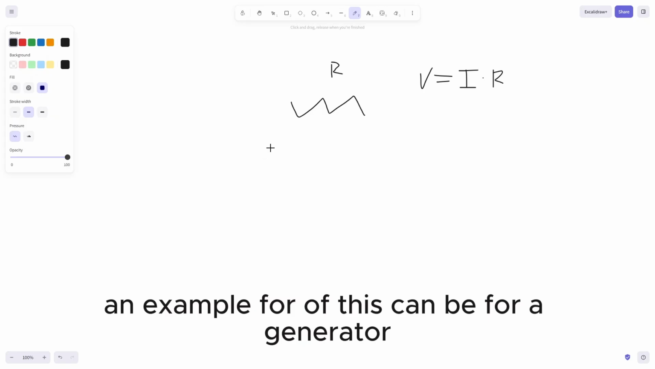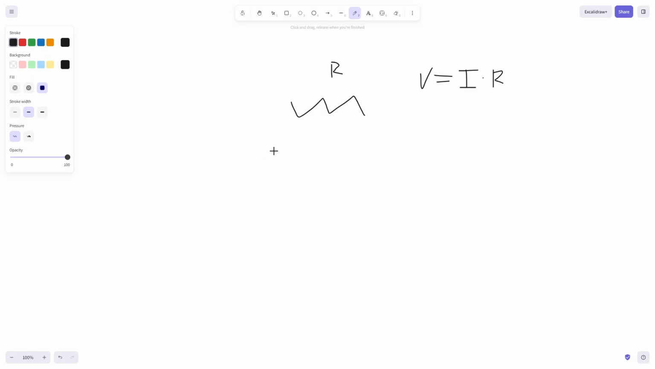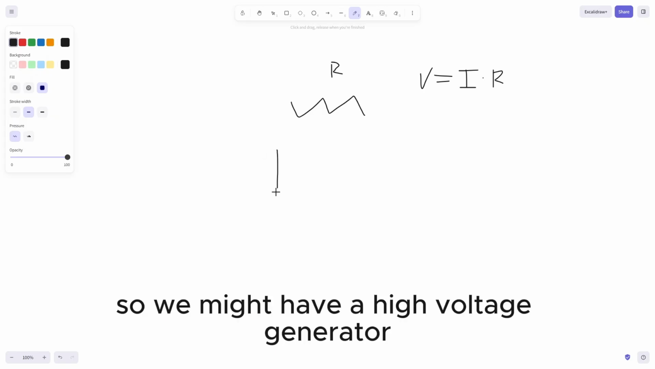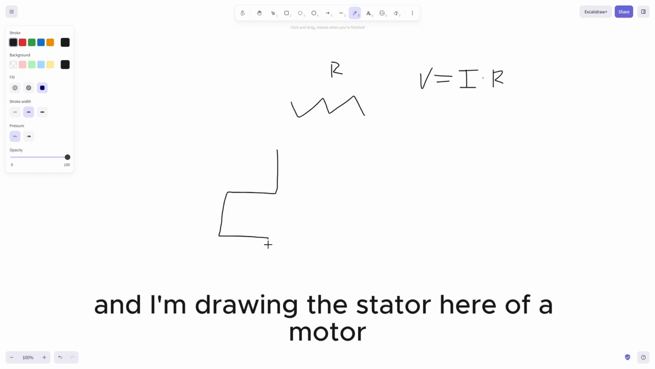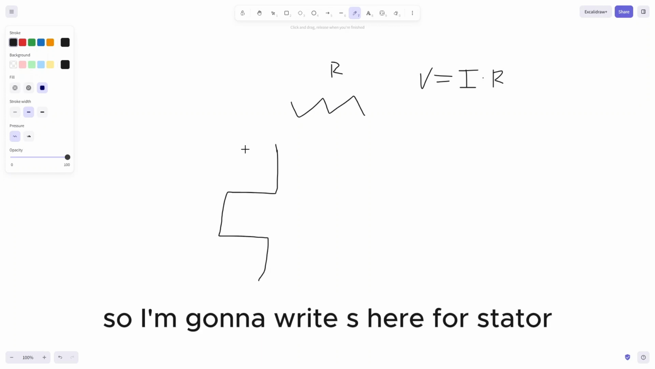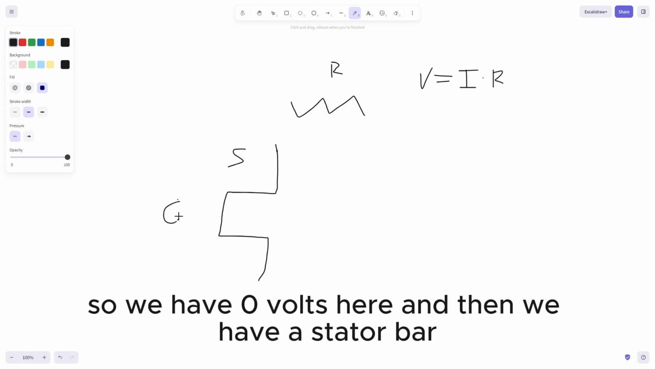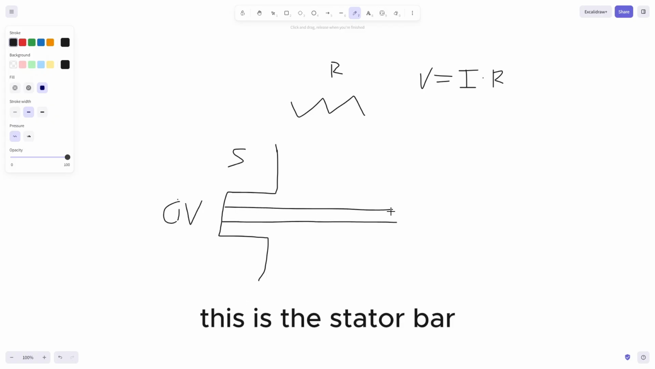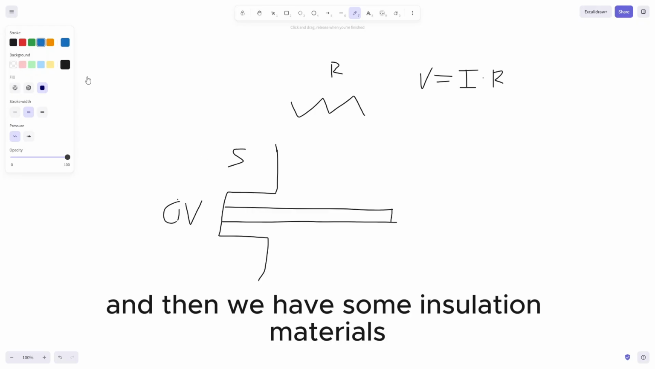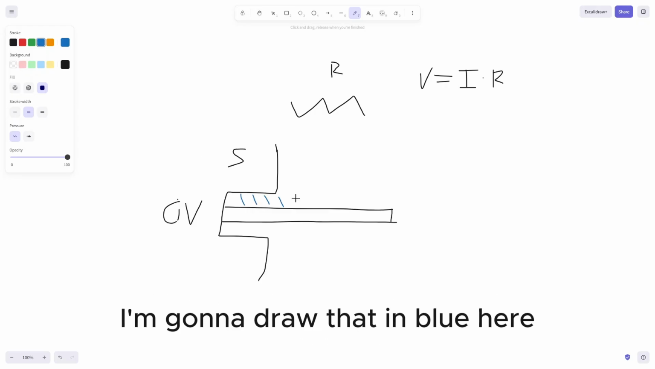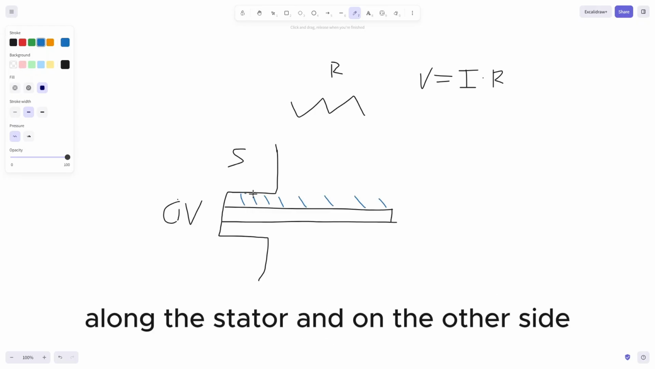An example of this can be for a generator. So we might have a high voltage generator, and I'm drawing a stator here of a motor. So I'm going to write S here for stator, and the stator sits at 0 volt. So we have 0 volt here. And then we have a stator bar. So this is the stator bar. And then we have some insulation materials. I'm going to draw that in blue here along the stator and on the other side.